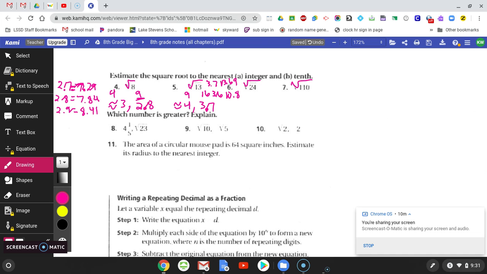Okay, so for 24, 4 times 4 is 16, and 5 times 5 is 25, so it's pretty close to that. So we're going to say it's approximately 5. But we know it's going to be a little bit less than that, so let's try 4.9.